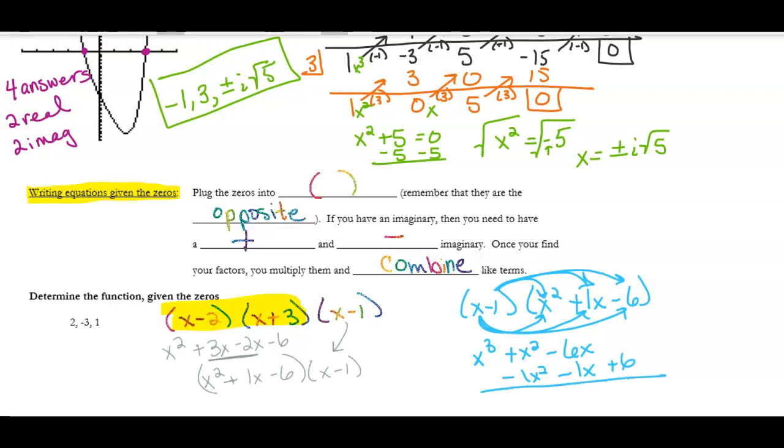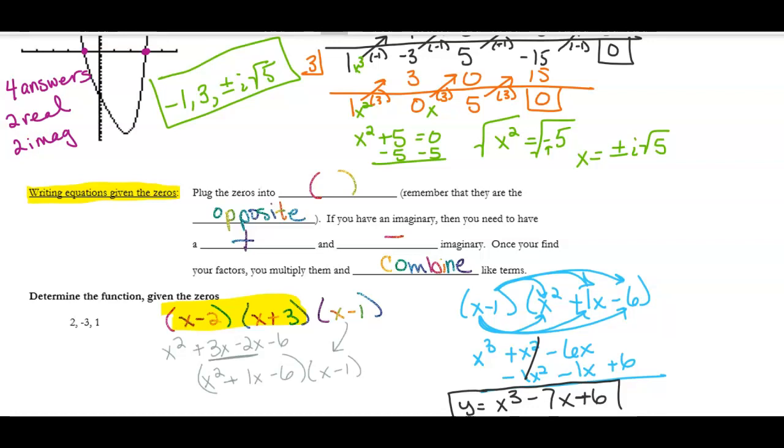And then now I just combine them. And so I get x cubed, these are gone, minus 7x plus 6. And so that's the function. Y is equal to that. If I plug that in the calculator, I would get those 3 zeros.